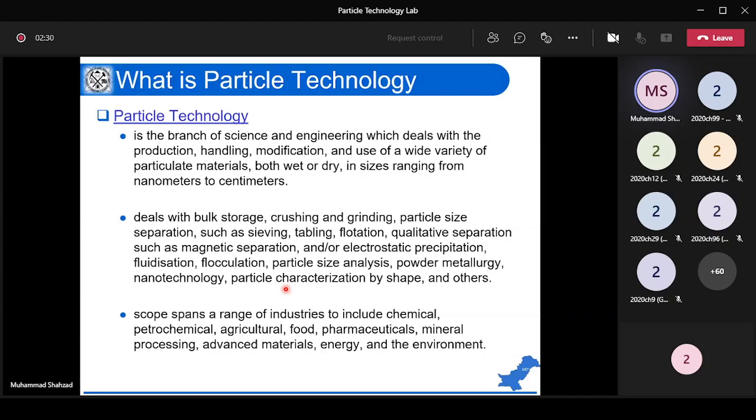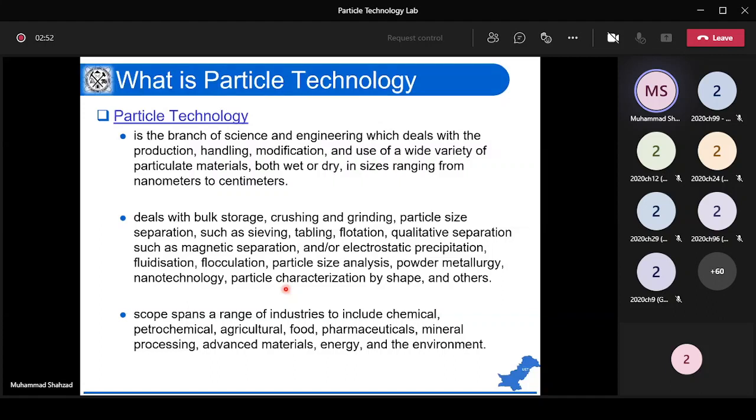It's your assignment. You are going to find the specific applications of particle technology in the chemical industry. We have discussed the cement industry, and in the cement industry we are dealing with particles. We have discussed the applications. All the machines which are being used to crush the material come under particle technology.